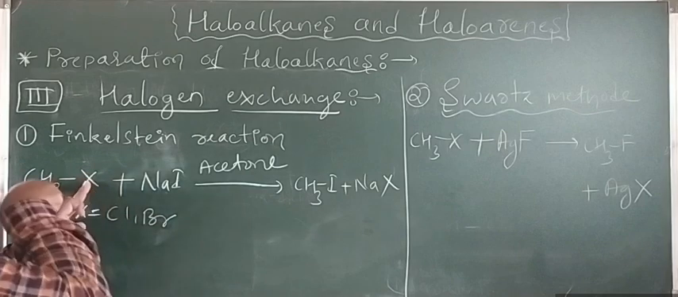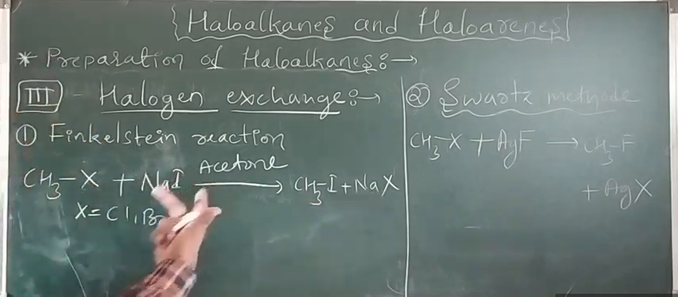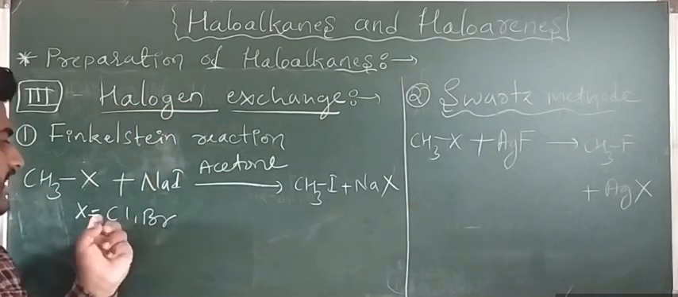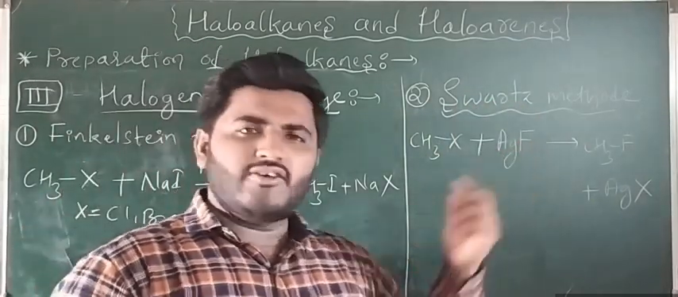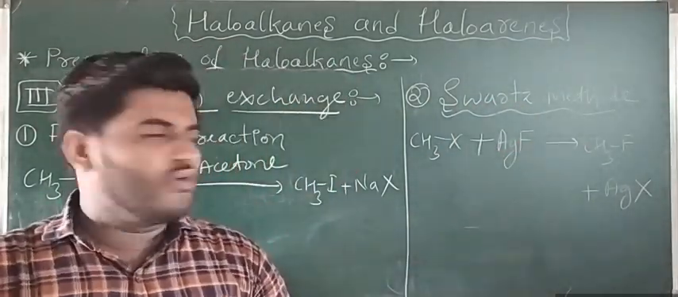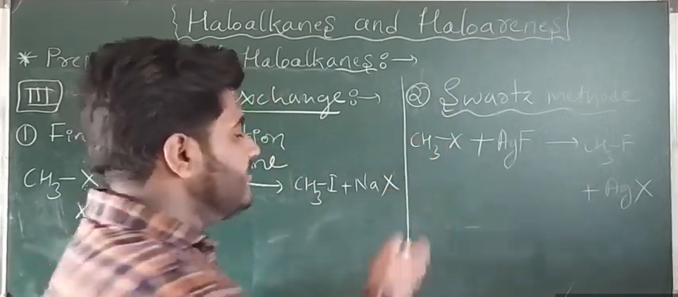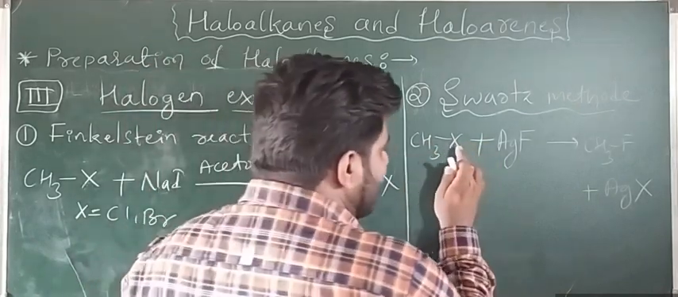Iodine is given to the methyl group. X is given to the sodium. So the halogen is exchanged. Therefore, halogen exchange method. Here X may be chlorine or bromine. In the Swarts reaction, any metallic fluoride, not only silver fluoride, any metallic fluoride you take, reacts with alkyl halides or haloalkanes. Again, halogen exchange takes place.